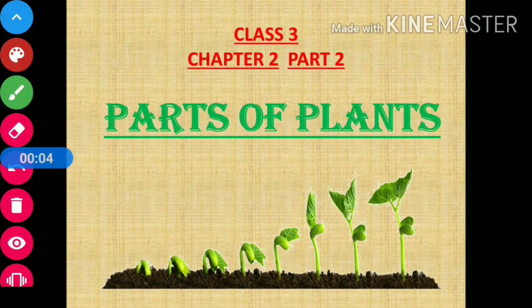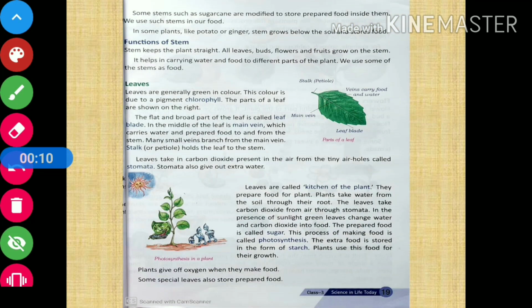This is part 2 of chapter 2, that is parts of plants. In the last class we discussed the stem and the functions of the stem. Today we will learn about leaves. As we know, leaves are green in color. This is due to the presence of a pigment called chlorophyll.